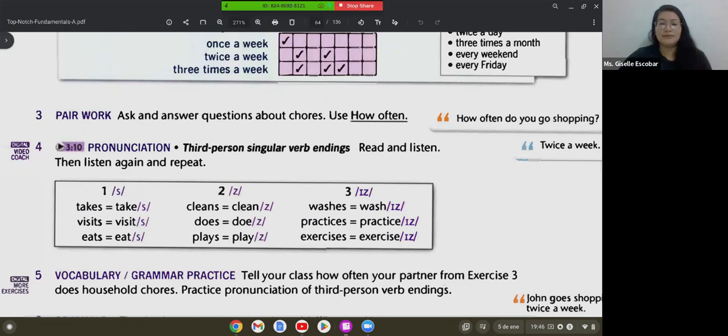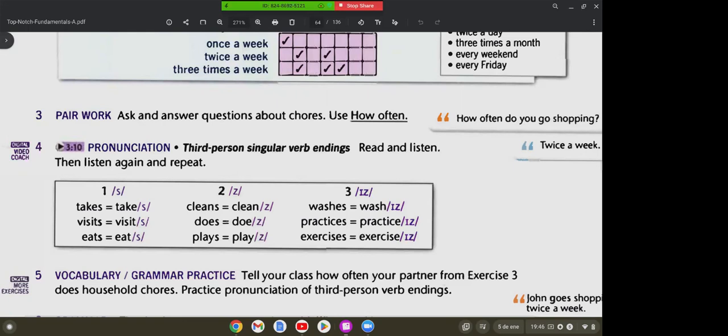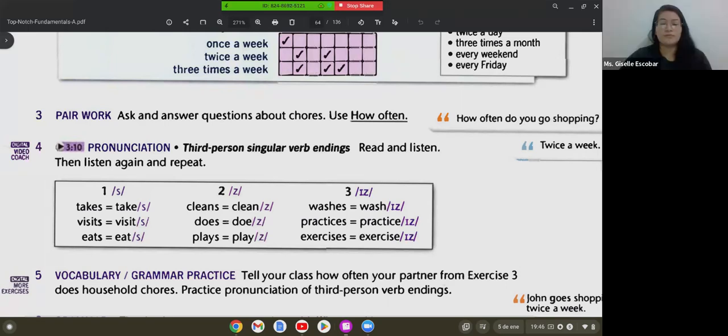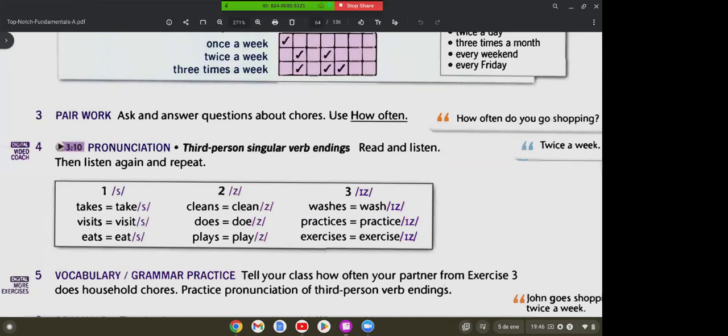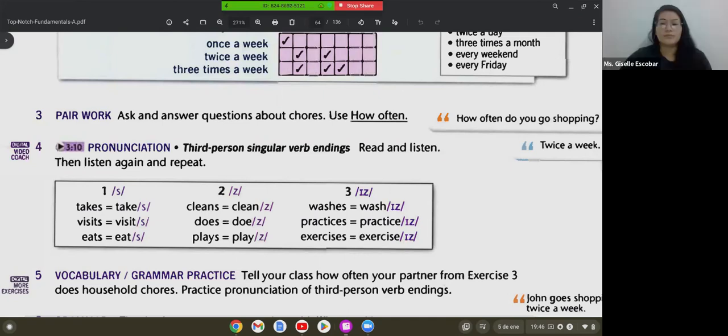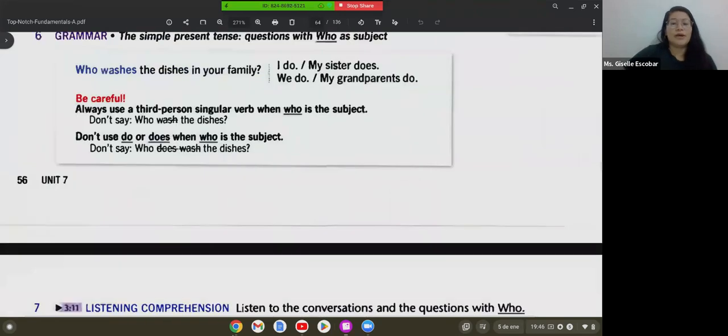Let's repeat. Takes. Visits. Eats. Cleans. Does. Plays. Washes. Practices. Exercises.